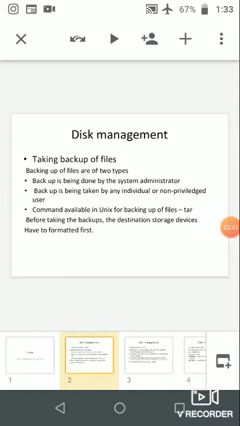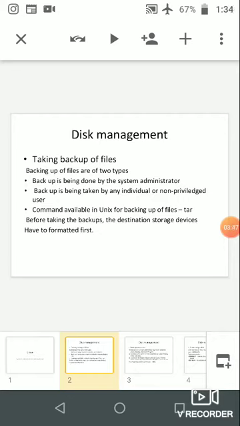Such backups are generally taken on mass storage devices like hard disks, fixed disks, or any other disk like compact disks. Those are magnetic disks or optical disks, nowadays optical disks, and recently a lot of other types of modern storage devices or disks have also come. So this type of backup is usually done by the system administrator.